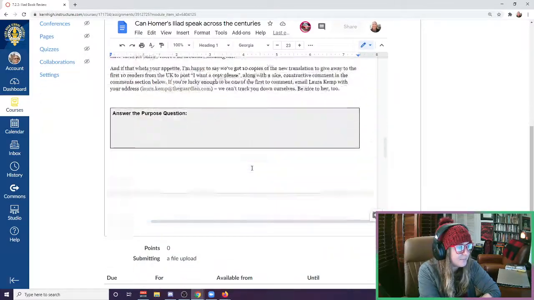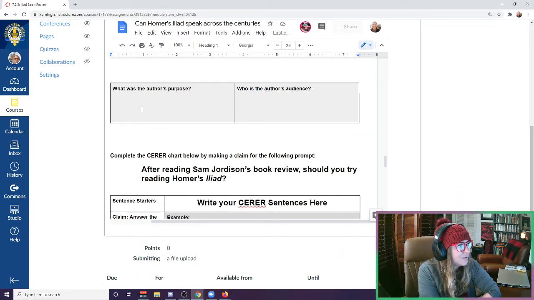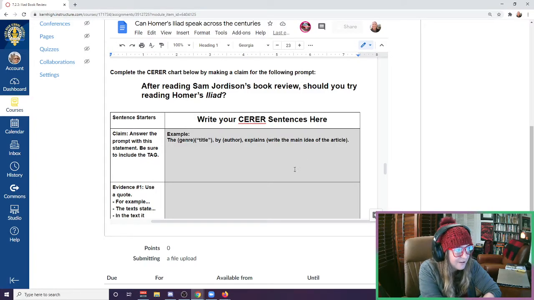What was the author's purpose? Okay, why did they go to the trouble of writing you a book review? What are they trying to get you to do? Who is the author's audience? Who do you think is reading this article other than you? And then you'll do a CER paragraph about the article here at the bottom.